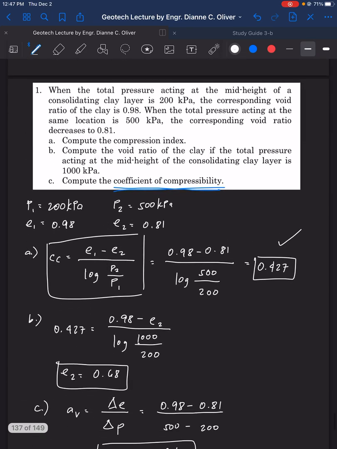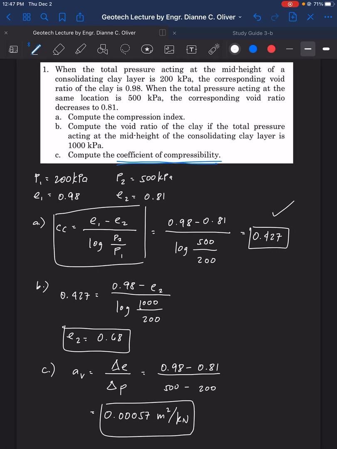Okay, so screenshot first for the problem number 1.